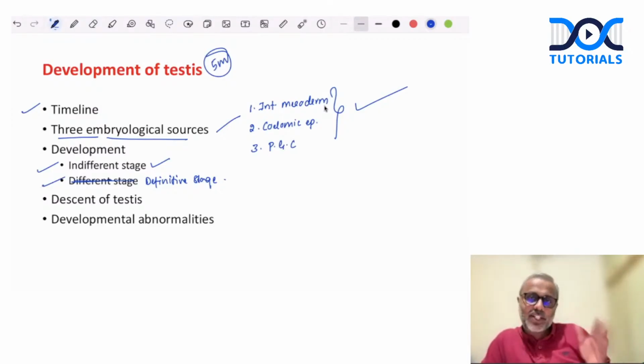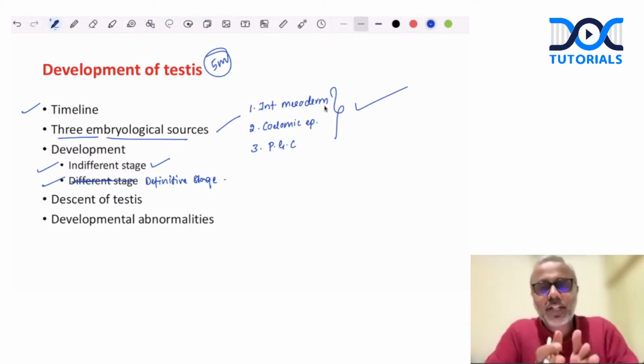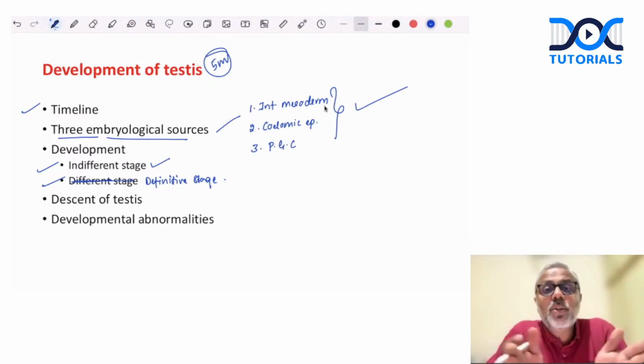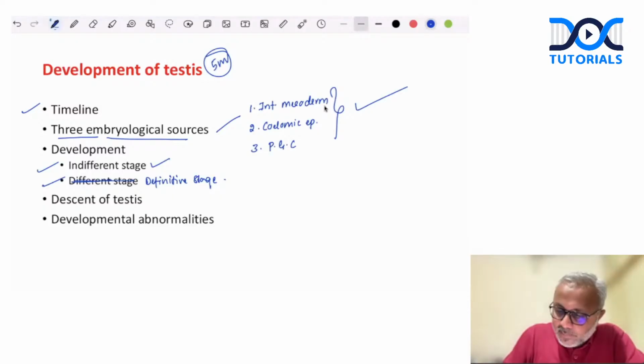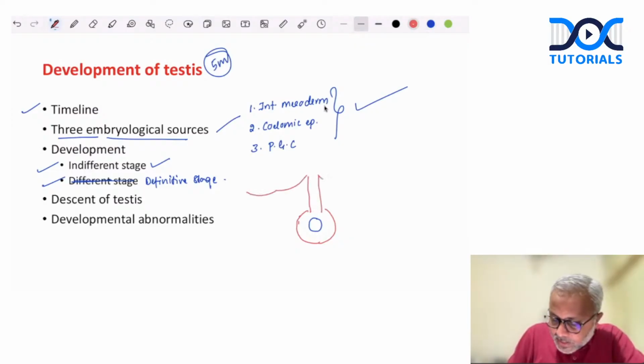In indifferent stage, what do we mention? In indifferent stage, we talk about migration of the cells. For example, let's imagine this is the yolk sac, right? The yolk sac is covered by the dorsal mesentery, and this actually lines the body wall, which shows two ridges, right? The medial ridge is called the genital ridge. The lateral ridge is called the urinary or the nephrogenic ridge, right?